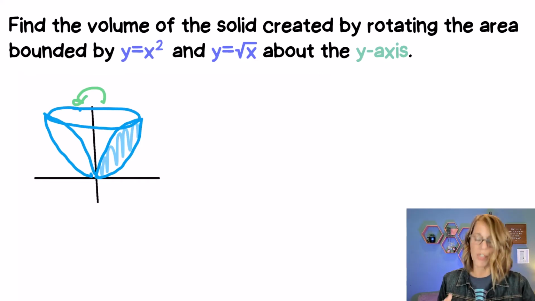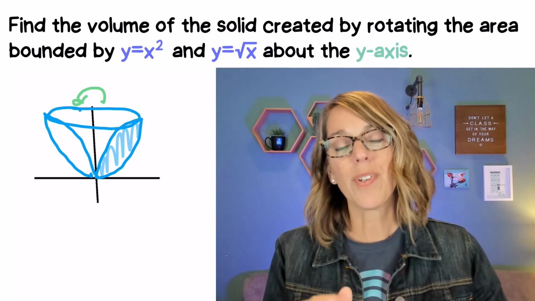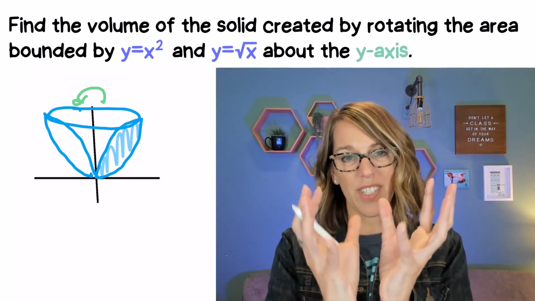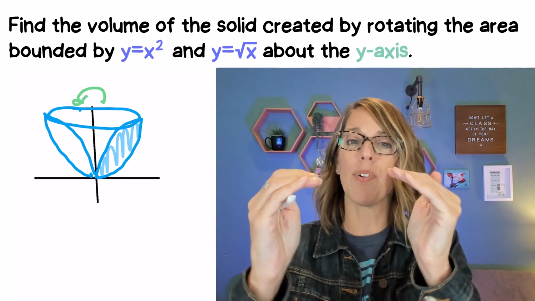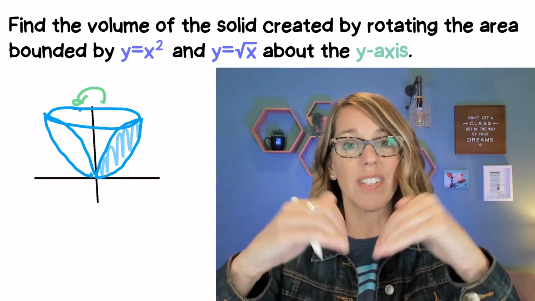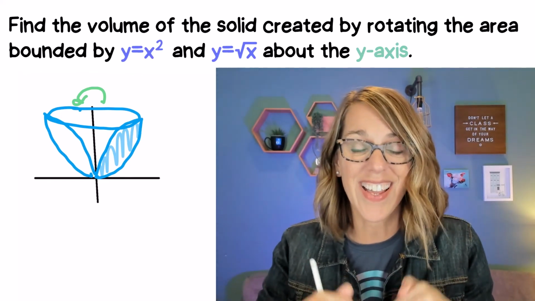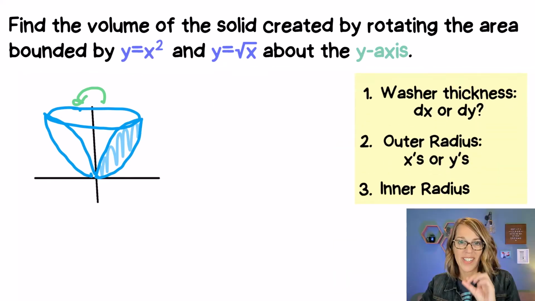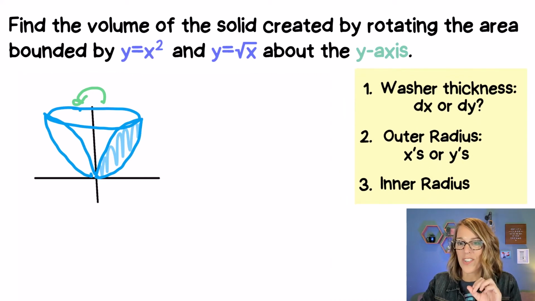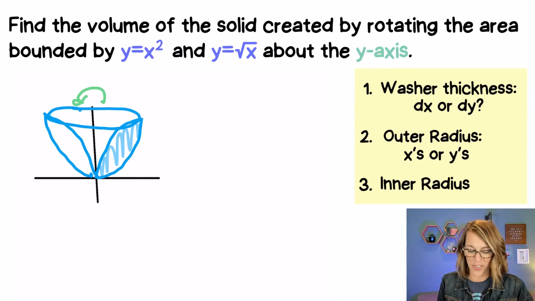And I'm going to draw a circle there on top. So this one looks kind of like a bowl on the outside, but on the inside of the bowl, it's got these curved edges that curve towards the inside of the bowl. We still need to address these 3 questions. Let's start with that washer thickness.